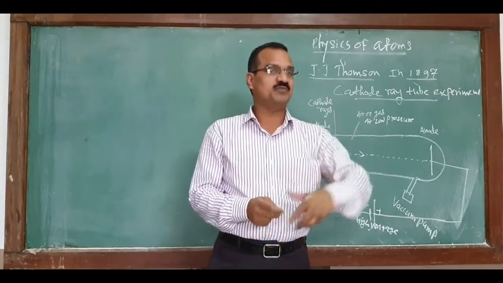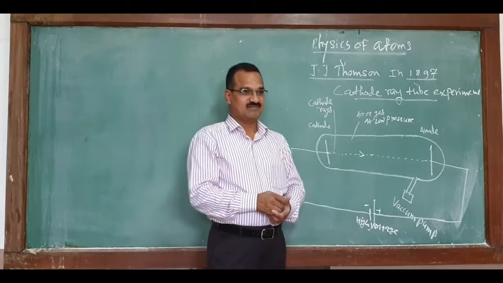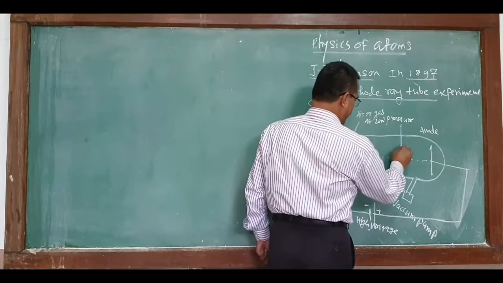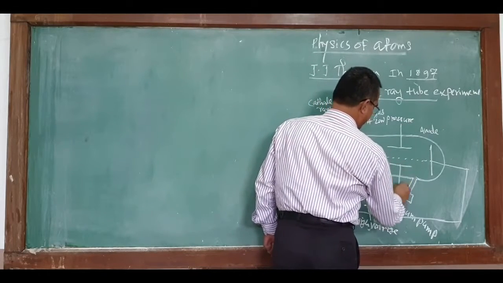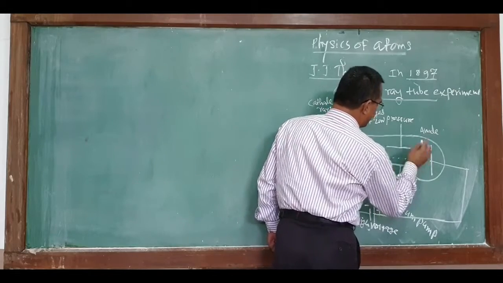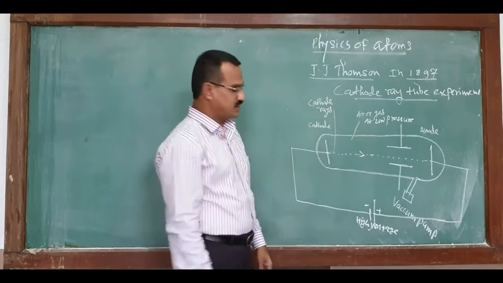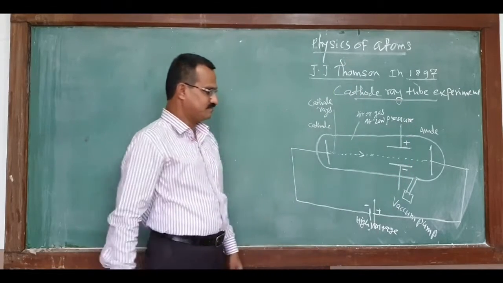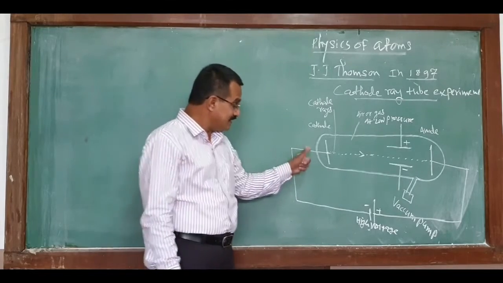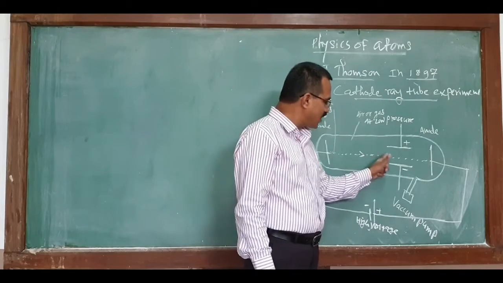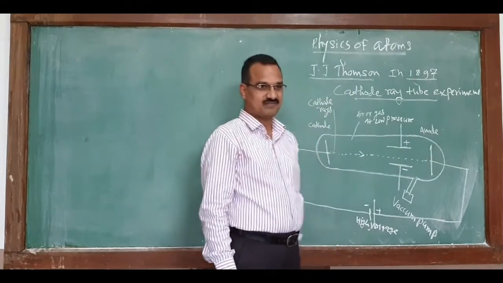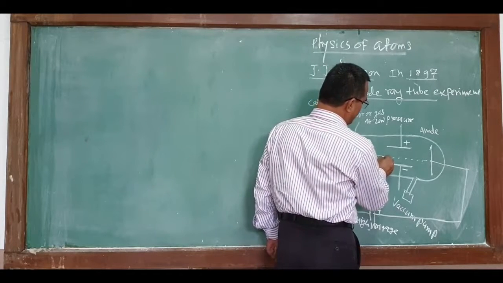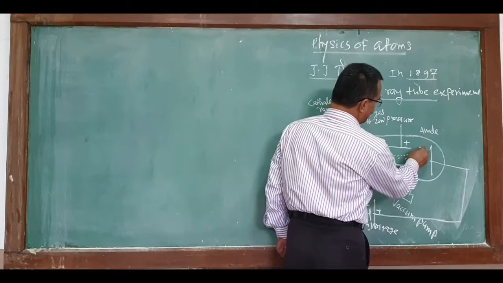For detecting the nature of these rays, Thomson applied an electric field, one electric field with the help of two plates. One plate is positively charged, another is negatively charged. And then these cathode particles are passed through these plates. What's the observation when the cathode particles pass through these plates?